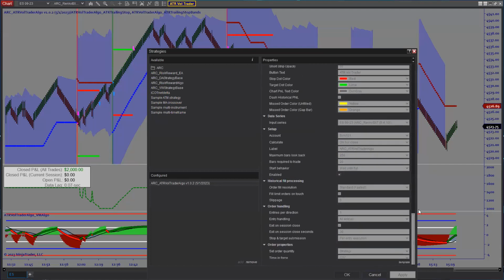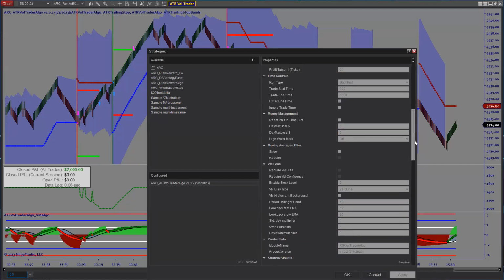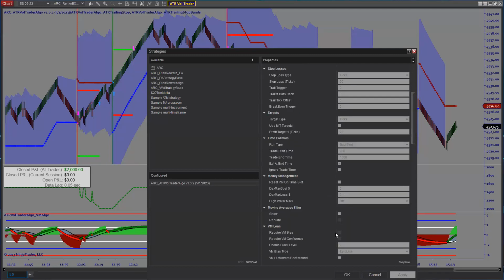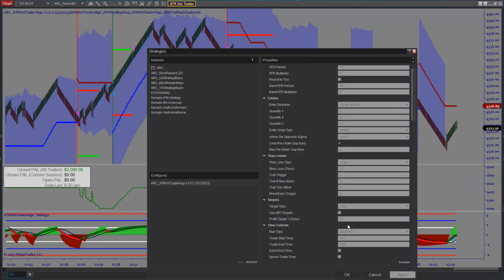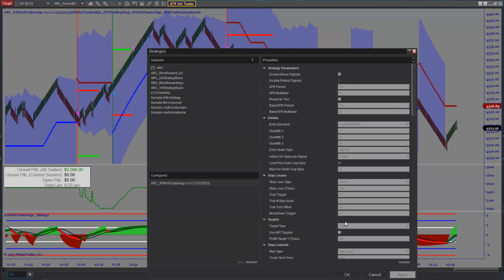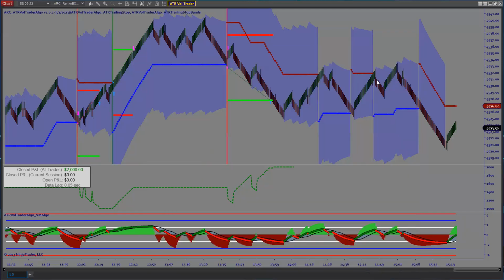I don't have any filters on. So there's no filters for momentum, no filters for moving average, nothing. It's 20 tick stop, 20 tick target. Pretty simple. It's very straightforward. And we're trading the breakouts.